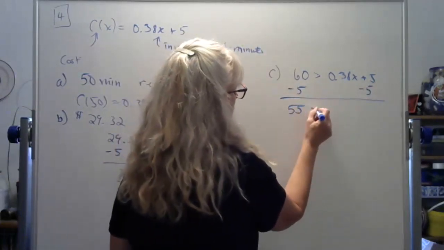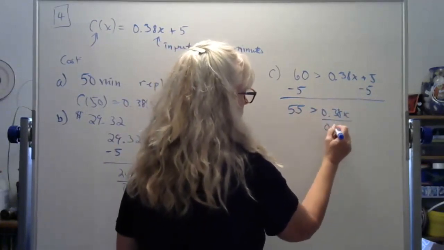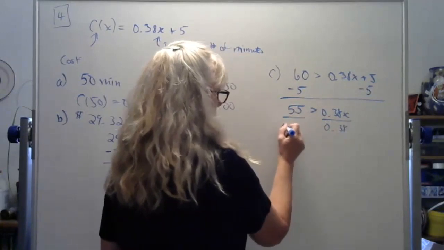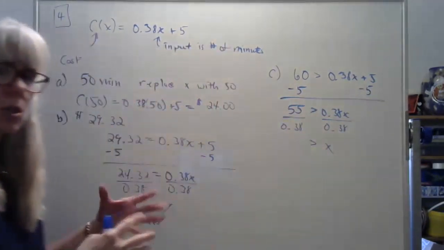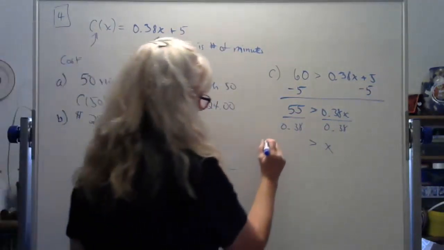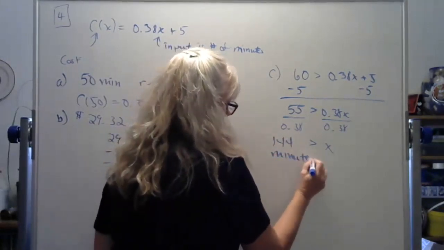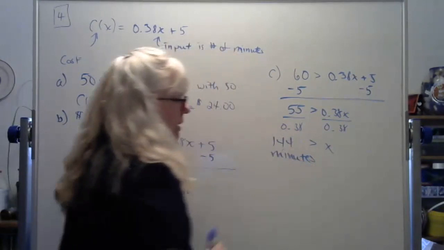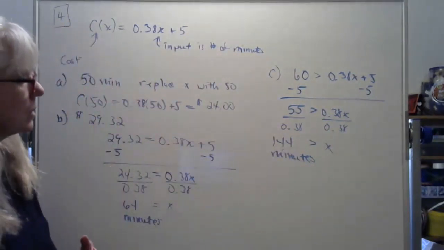So 55 is going to be greater than the 0.38x. And then when we divide that out, x then is smaller, which makes sense in terms of what we're doing. And I got 144. And again, that's in minutes. I'm sure that I rounded that. I think it gave me a decimal and I rounded that down. You can't go above that.